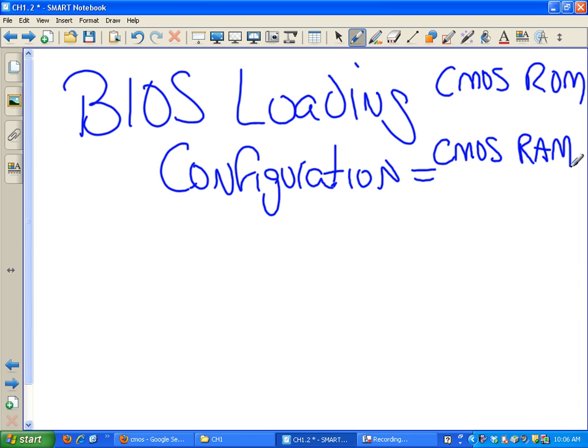Let's see if I can. Oh wait, I forgot that we aren't in BIOS right now. We're in Windows. I'll get in BIOS yet. Oh, I'm going to need a keyboard too.